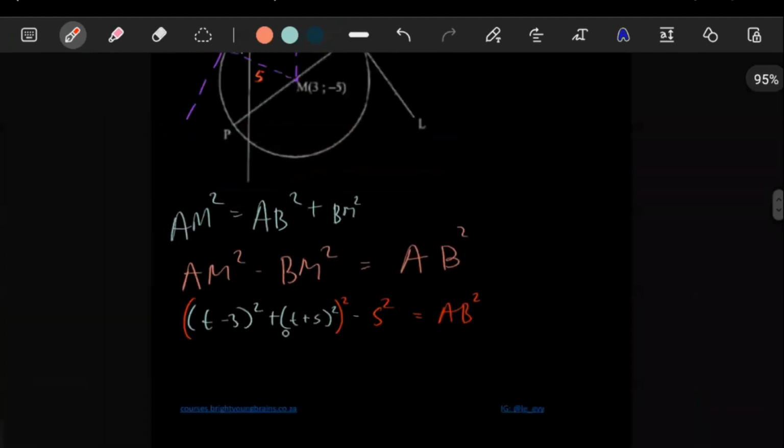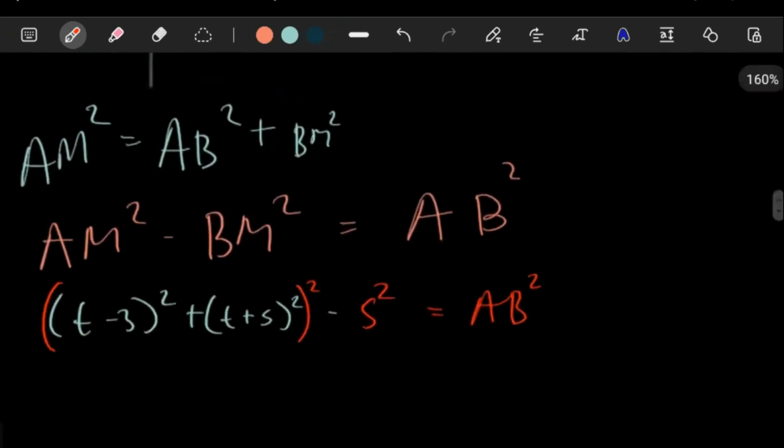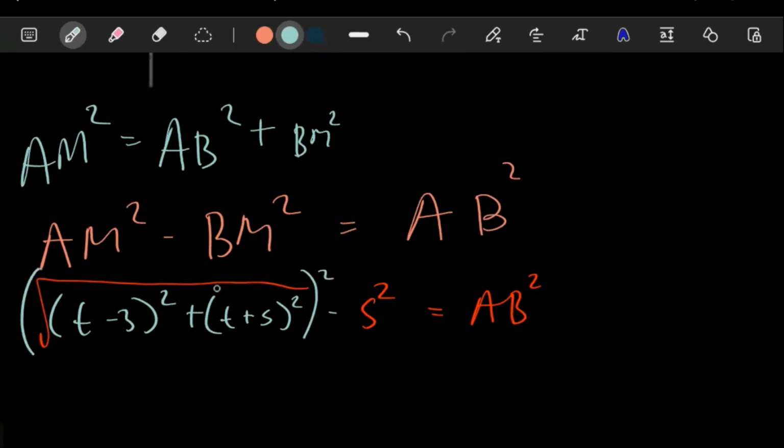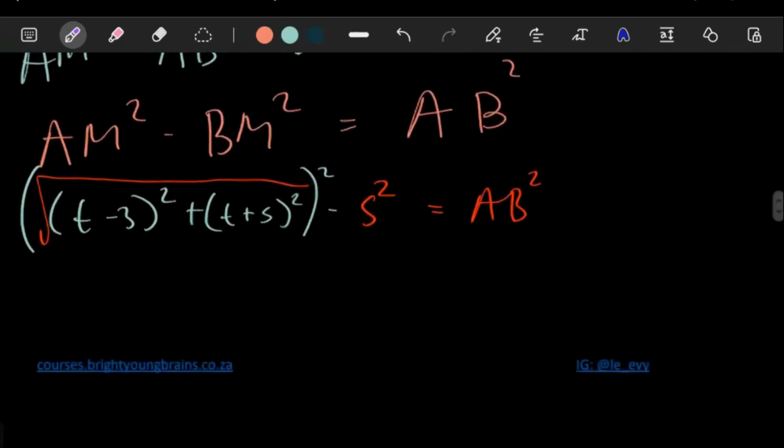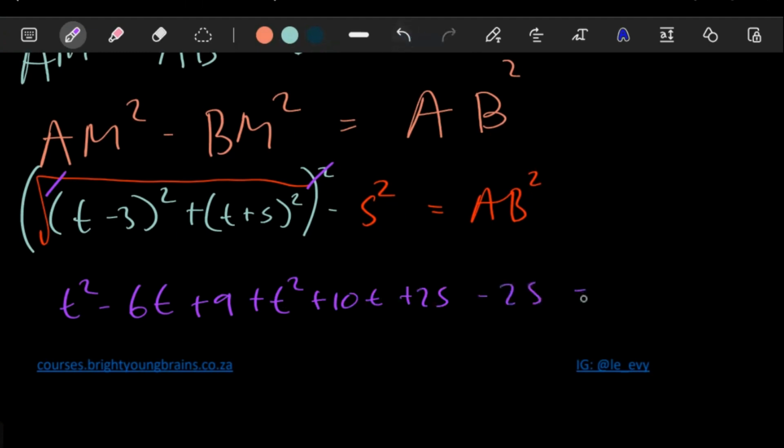So AM, we got it nicely. No. This would have been under a square root symbol because of the distance formula. So because of the distance formula, you would have had all this under a square root symbol. But then because you're squaring it, the square and the square root would cancel each other out. So let's not forget that. So we have t squared minus 6t plus 9. Here you're going to have t squared plus 10t plus 25. And then that's like minus 25 equal to AB squared.